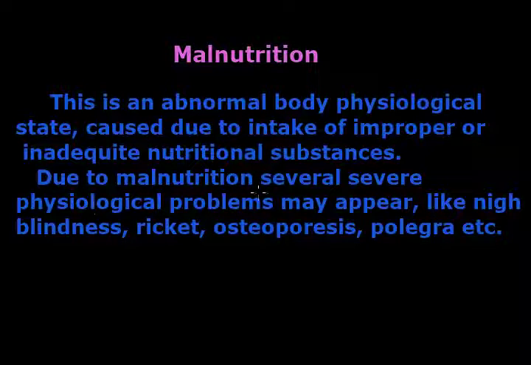In humans, due to malnutrition, several physiological problems may appear, like night blindness, which is caused by lack of vitamin A, and rickets, which is caused by lack of vitamin D. Osteoporosis is also caused by lack of vitamin D. Pellagra is caused by lack of B complex. So this is malnutrition, which is very pathetic to hear, but it is very common basically for the people of poor countries. Thank you for listening.